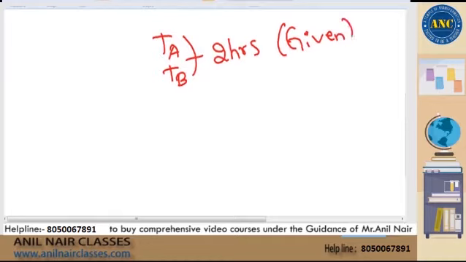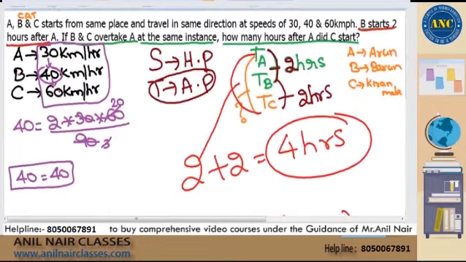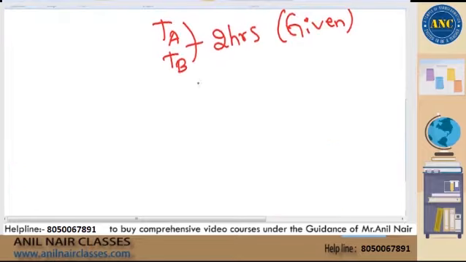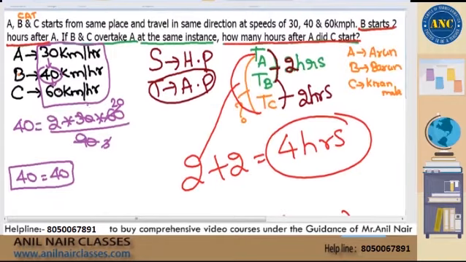Now, what they are asking in the question is, how many hours after A did C start? That means they are asking the time gap between A and C. Now see here, Anand. We understood that speeds are not in arithmetic progression. Let us check whether they are in harmonic progression or not. Harmonic progression middle value is 2 into A into C divided by A plus C. Yes. Because left hand side is equal to right hand side, speeds are in harmonic progression.